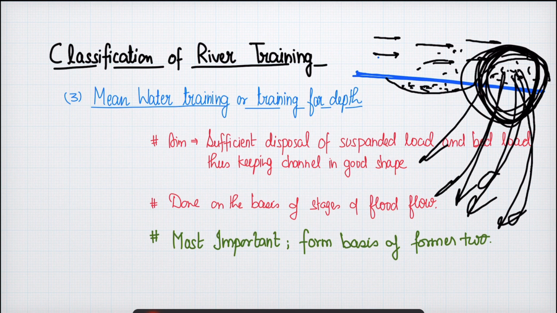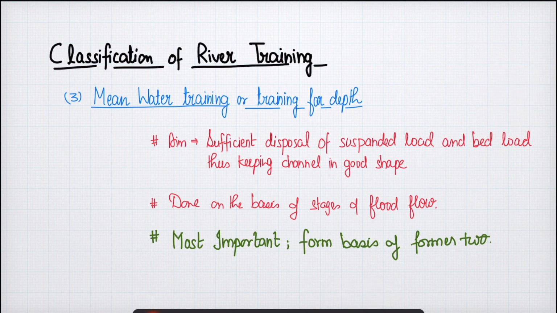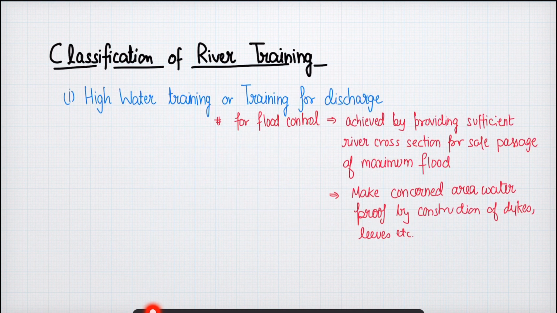Okay, these sediments are effectively disposed, and whatever structures deal with this kind of work come under type 3, that is mean water training, or the training for depth. It is the most important. Okay, so I'm just going to repeat again. We have three kinds of river training works.